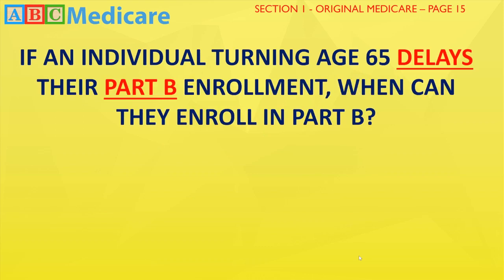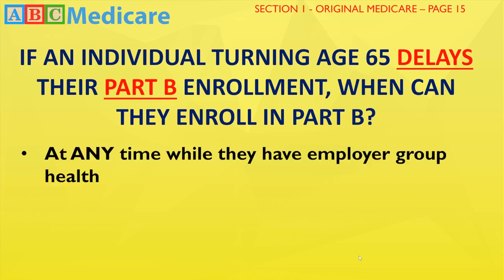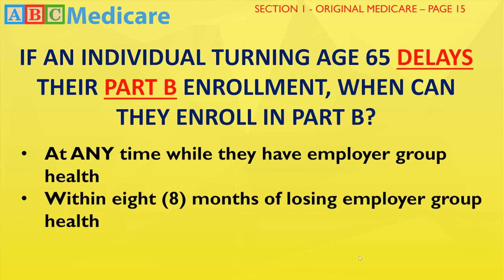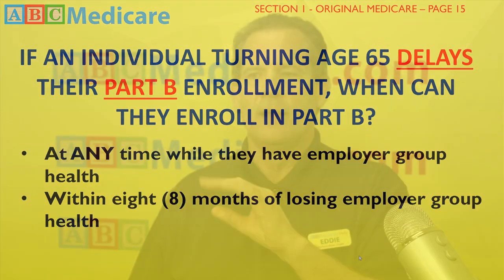If an individual turning age 65 delays Part B enrollment, when can they enroll in Part B? Okay, that depends on, number one, if they have employer group coverage. If they have employer group coverage, they can enroll at any time in Part B of Medicare. So if they delay their Part B enrollment, they don't enroll when they turn 65, and they have group health insurance, they can enroll in Part B at any time while they have employer group health, or within 8 months of losing employer group health. A lot of agents will get this confused, so make sure you understand.